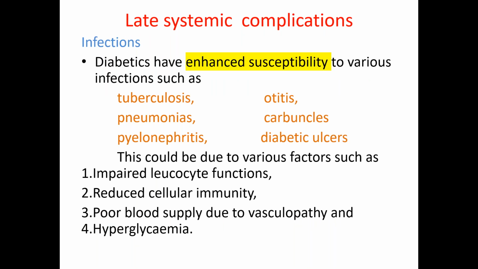And the infective complications. Diabetic people are susceptible to a number of infections, including tuberculosis, pneumonia, pyelonephritis, as I have discussed in the kidney, by infection of the renal pelvis and kidney, otitis media, otitis externa, and skin infections such as boils and carbuncles, and diabetic ulcers may develop, and this may have several underlying pathological conditions.